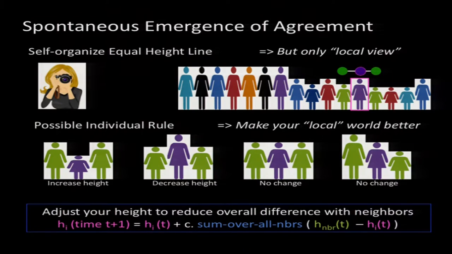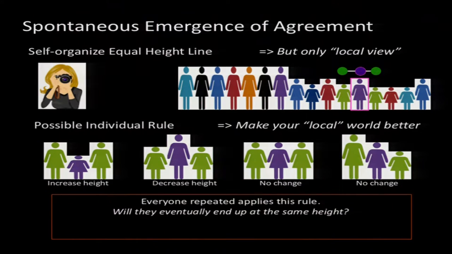And that adjustment is going to be the sum of differences with my neighbors. So I'm going to look at how much my neighbors differ from me, and based on that, I'm going to make some adjustment to my height. And that's it. It's a very, very simple rule. Okay, so now let's say everybody repeatedly applies this rule. So the question is, will we all end up at the same height?